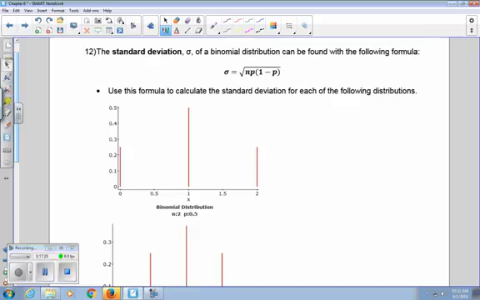The standard deviation can be found using this formula. Sigma is equal to the square root of n, the number of trials, times p, the probability of success, times 1 minus p. So let's go through and figure out the standard deviation for each of these distributions. So it's n equals 2 times p, 0.5, times 1 minus p. And this comes out to be 0.7071.